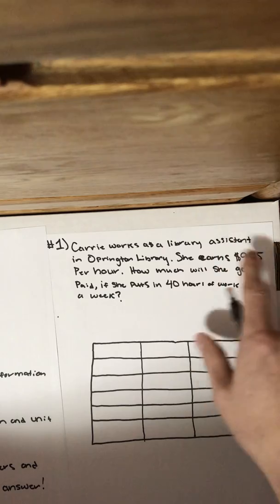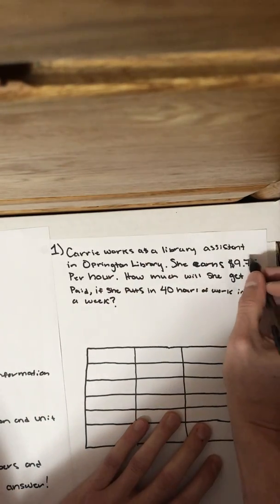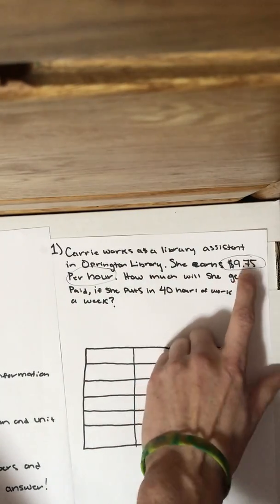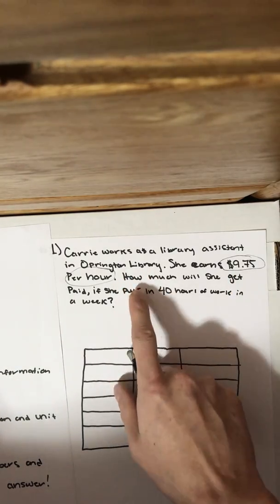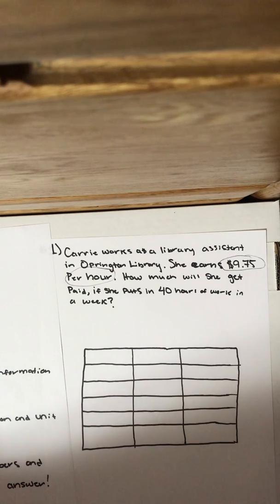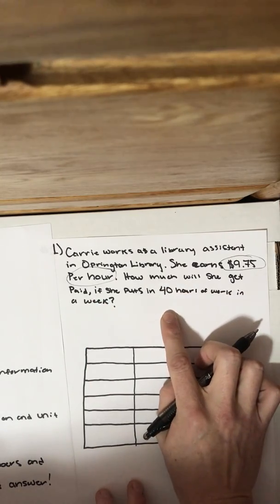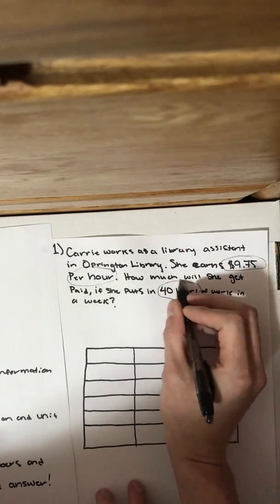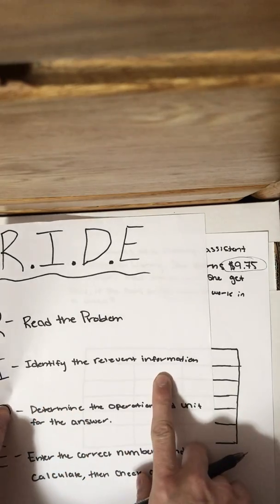Here we see that she earns $9.75 per hour. I'd say that's relevant information, so we're going to go ahead and circle $9.75 per hour. So we know she makes $9.75 in 1 hour. And now the last sentence says, how much will she get paid if she puts in 40 hours of work in a week? That's relevant information too, because we want to know how much she gets paid when she works 40 hours. So I'm going to circle 40 hours too. So that was the I, where we identified the relevant information.